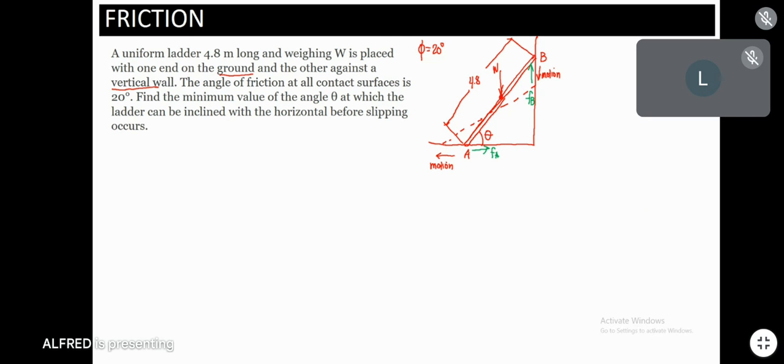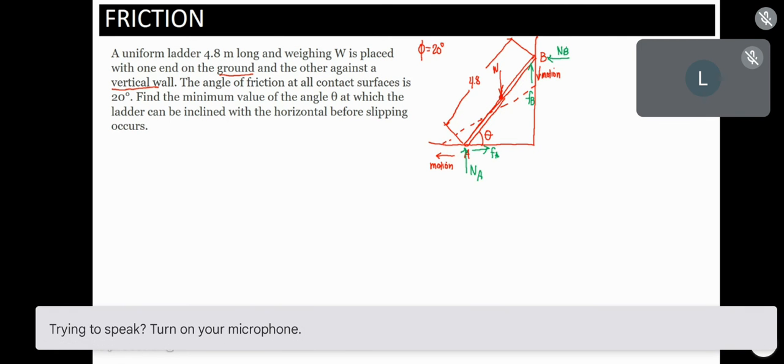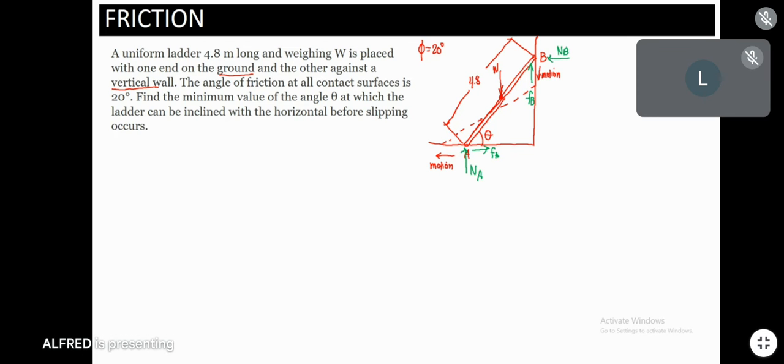Okay? And then your normal force, which is perpendicular doon sa surface, this is your NA, this is your NB. Okay. May question pa so far? So, ilan yung nawawala? Ilan yung hinahanap sa problem? Si theta lang yung hinahanap sa problem. Pero ilan yung unknowns diyan? 6. Wala kang W, hindi mo alam yung weight nung object natin or nung ladder.